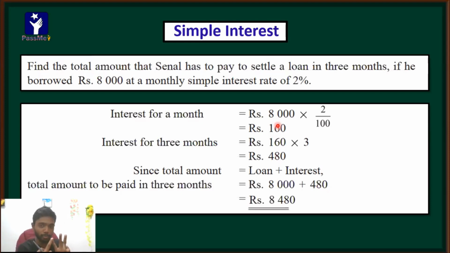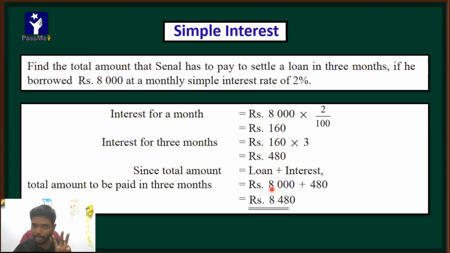Simple interest means you have to pay the same amount of interest at the end of each month. The value I am highlighting here, you can see 160 rupees is the interest. At the end of a month, you have to pay 160 rupees extra as interest, right? How do we pay the 8000?